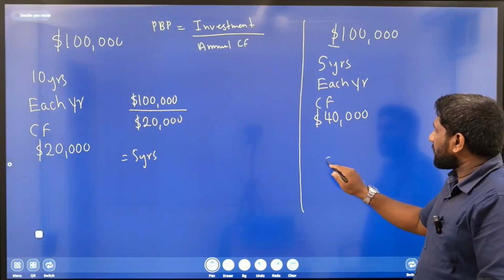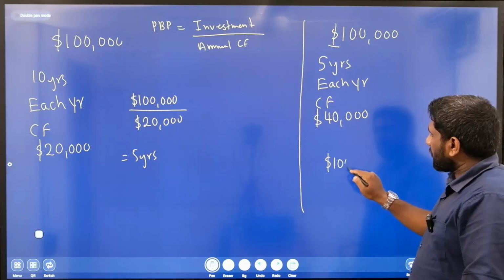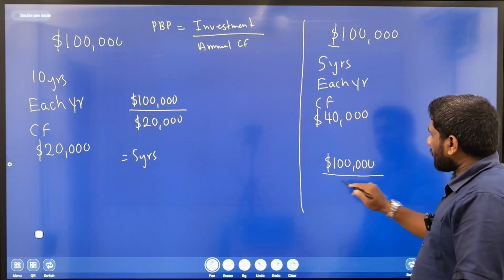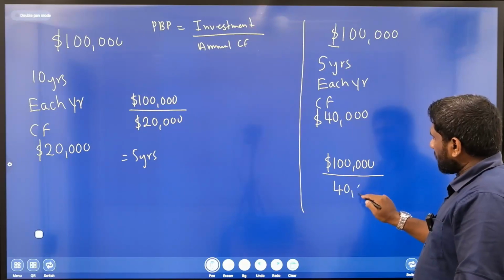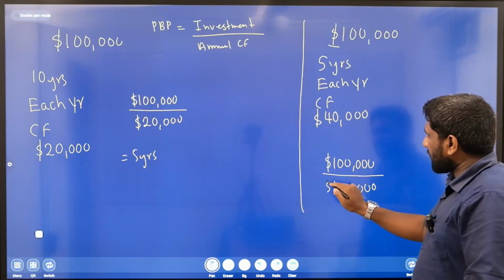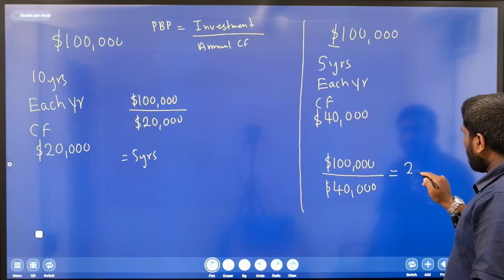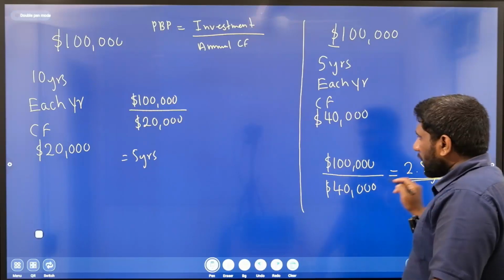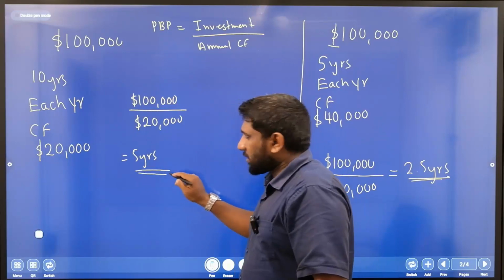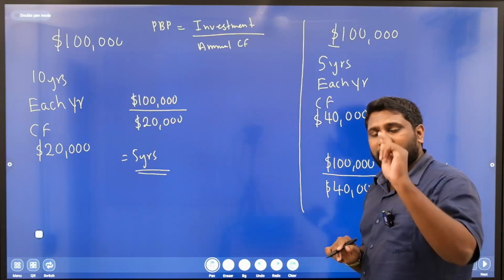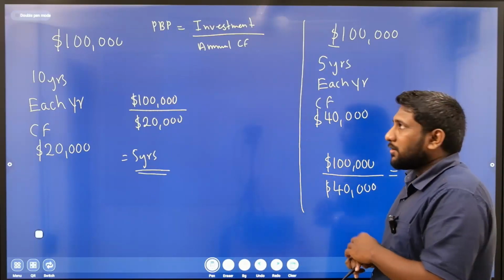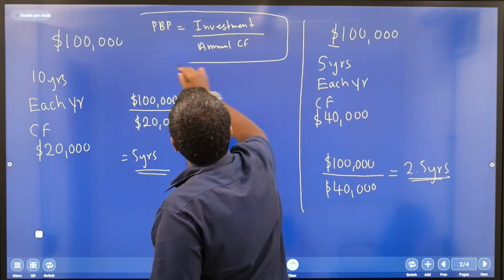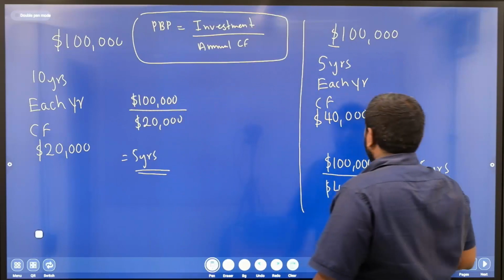Investment amount is how much? 100,000. Each year I will generate a cash flow of 40,000. Then what's the answer that I am getting? 2.5 years. When you look at both the questions that we discussed, the first point you have to understand is that this formula can be used only if your cash flows are the same.